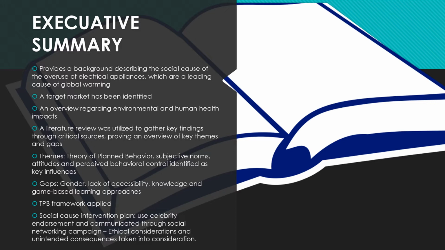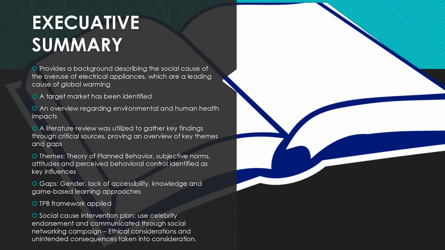A literature review was utilised to gather key findings through critical sources, which provides an overview of key themes and gaps which emerged within research conducted on the target market and their environmental behaviours. Themes relating to the theory of planned behaviour arose. Subjective norms, attitudes, and perceived behavioural controls were identified as key influences on the target market regarding the social cause. Gaps emerged in relation to gender, lack of accessibility, knowledge, and that students adapted to game-based learning approaches more than traditional modes of teaching. The theory of planned behaviour has been utilised and altered to identify external influences resulting in an intervention campaign being applied within the framework to achieve the anticipated behaviour outcome.